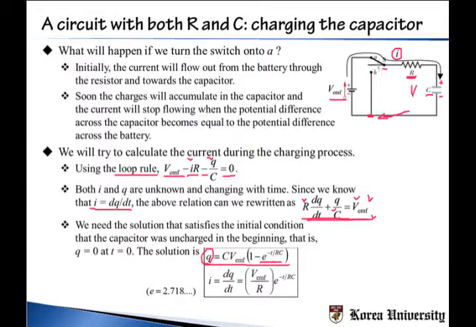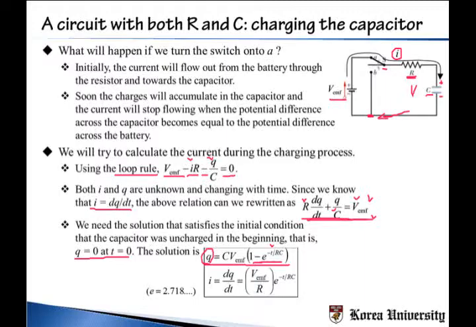Let's try to learn something about it. At t equals 0, which means in the beginning, how much charge does it have? If you insert t equals 0 here, exponential of 0 is 1, so 1 minus 1 becomes 0. Therefore at t equals 0, Q equals 0, which means there will be no charge inside the capacitor. How about after a very long time? Then you have to insert t equals infinity.